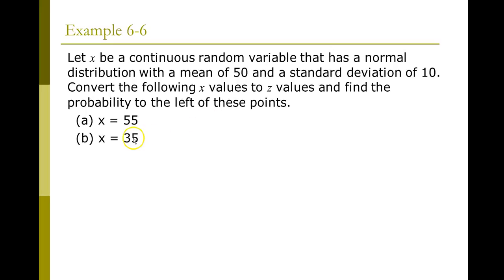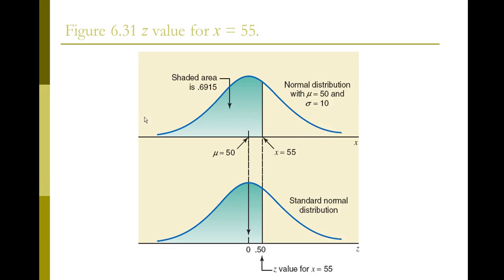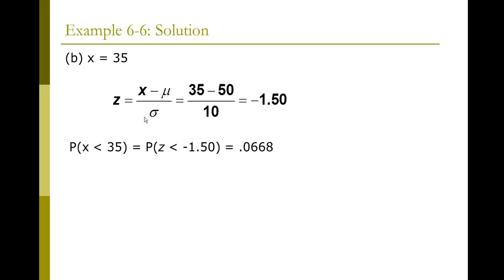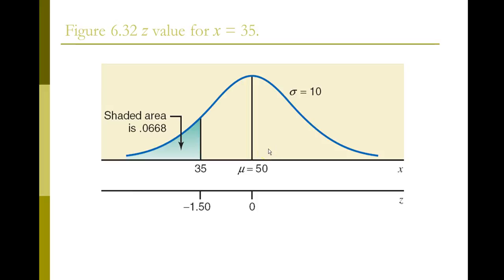And then do the same thing with 35. So I'll let you look at the answer for 35 here, and look it up in the table, and get 0.0668. And that shows that to the left of 35 is this area. So you have the x value here, and underneath we can put the corresponding z value. So 35 is 1.5 standard deviations below the mean.